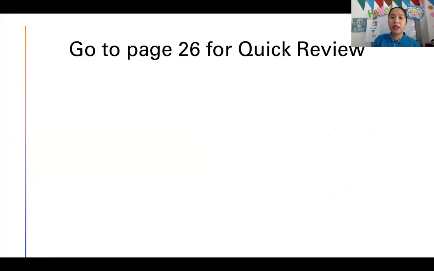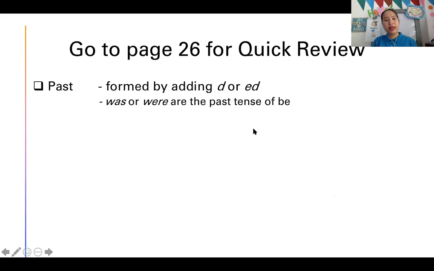Okay, for a quick review, since we are done with past, present, and future tense. Okay, so there you go. As a quick review, we have first the past tense. Okay, these are the 3 tenses of verbs. The first one is the past tense. Okay, as we all know, the past tense is formed by adding D or ED. Right? For example, if it's a regular verb, D or ED.